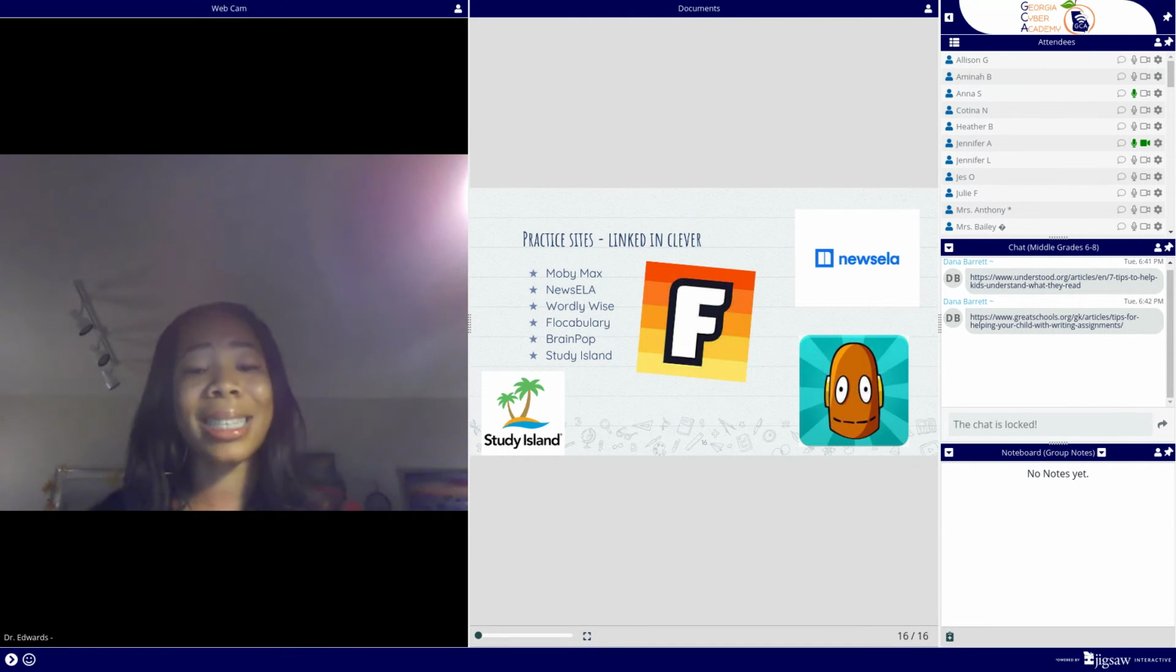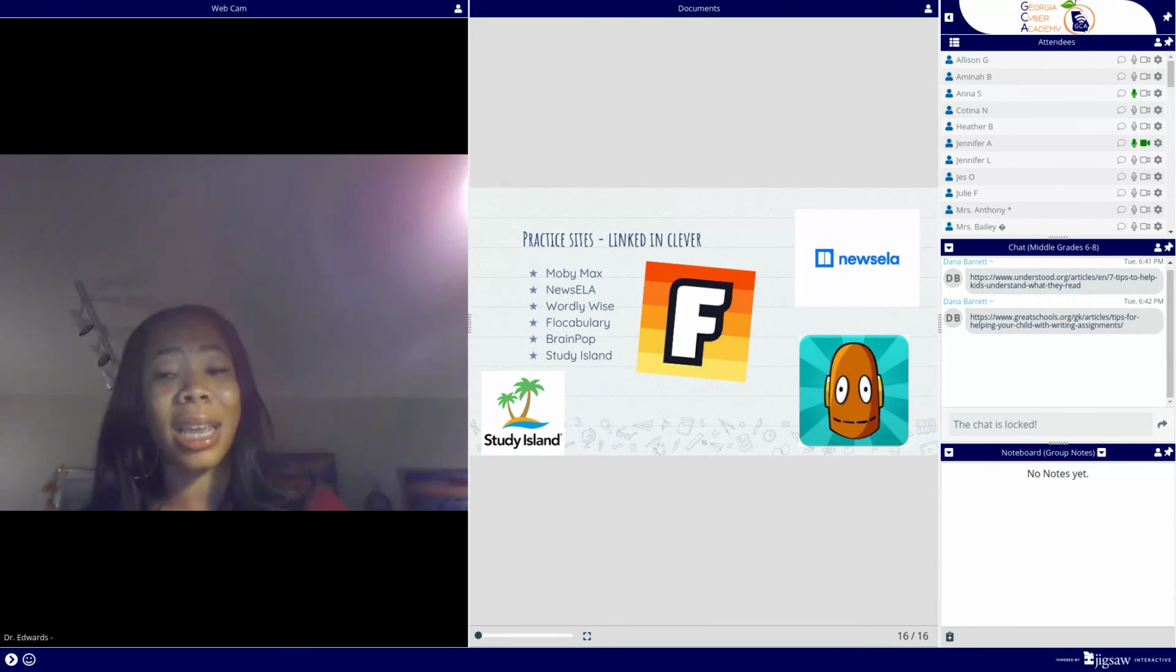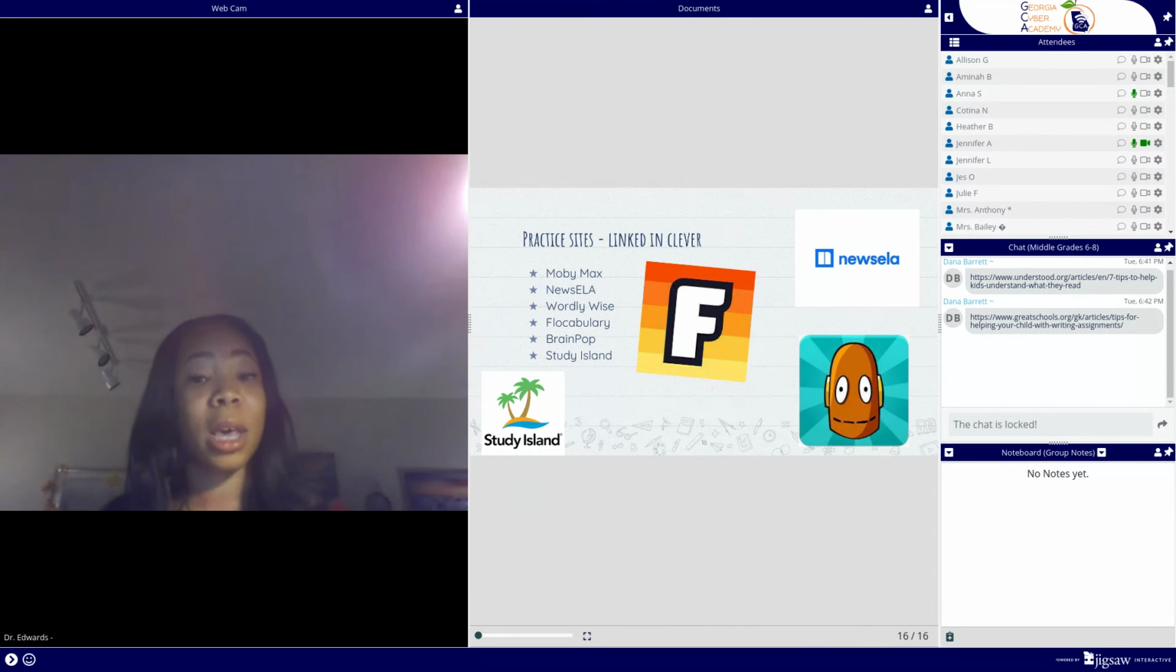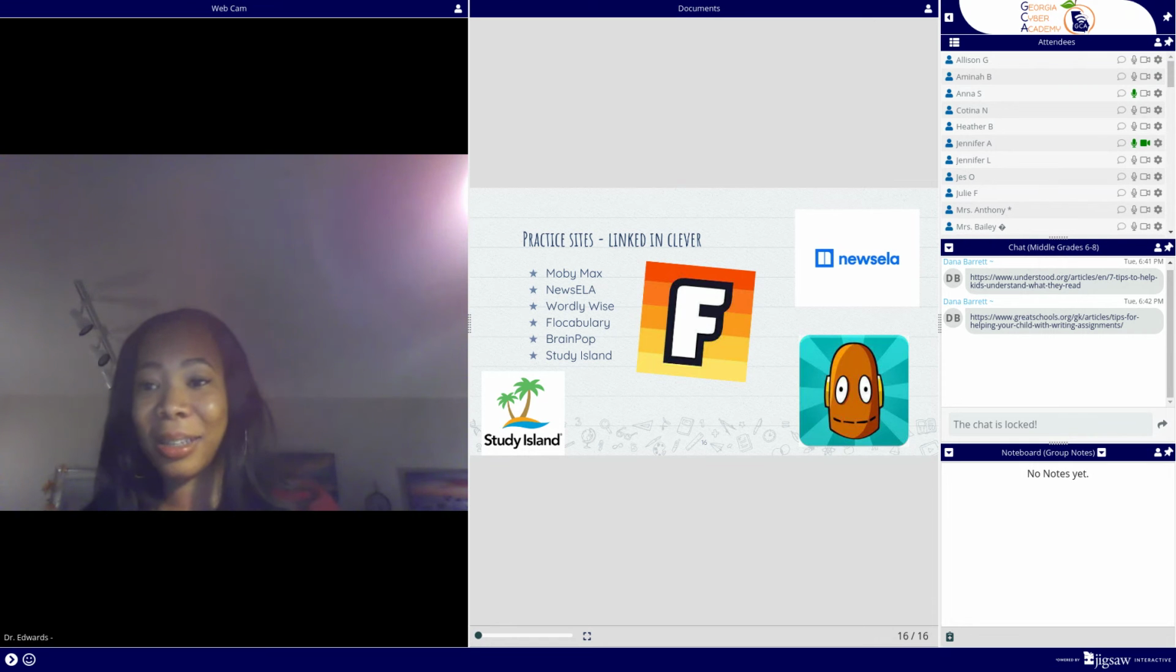Also, practice sites. What can you have your student doing at home? When school is over, they say they don't have anything to do. Okay, Moby Max, Newsela, Worldly Wise Vocabulary, Brain Pop, Study Island. All of these have different components, like a game piece or some videos, just something that keeps them engaged, but encourage them to work at home, and we encourage you to encourage them because we need your help in all of this.